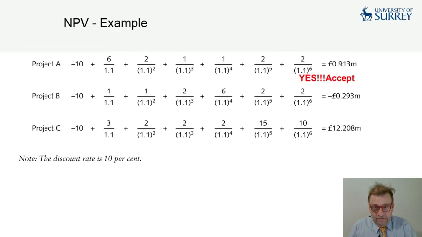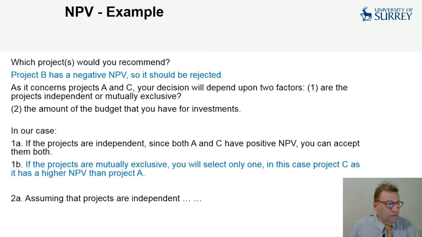What do we do now? The first one is positive, so yes, we accept it. The next one is negative, the third one is positive, yes, we accept it. But project B is negative, so no, we reject it. It's the same calculation, but shown in a different way. So, how do we deal with these projects? Project B has a negative NPV, net present value, so it has to be rejected.